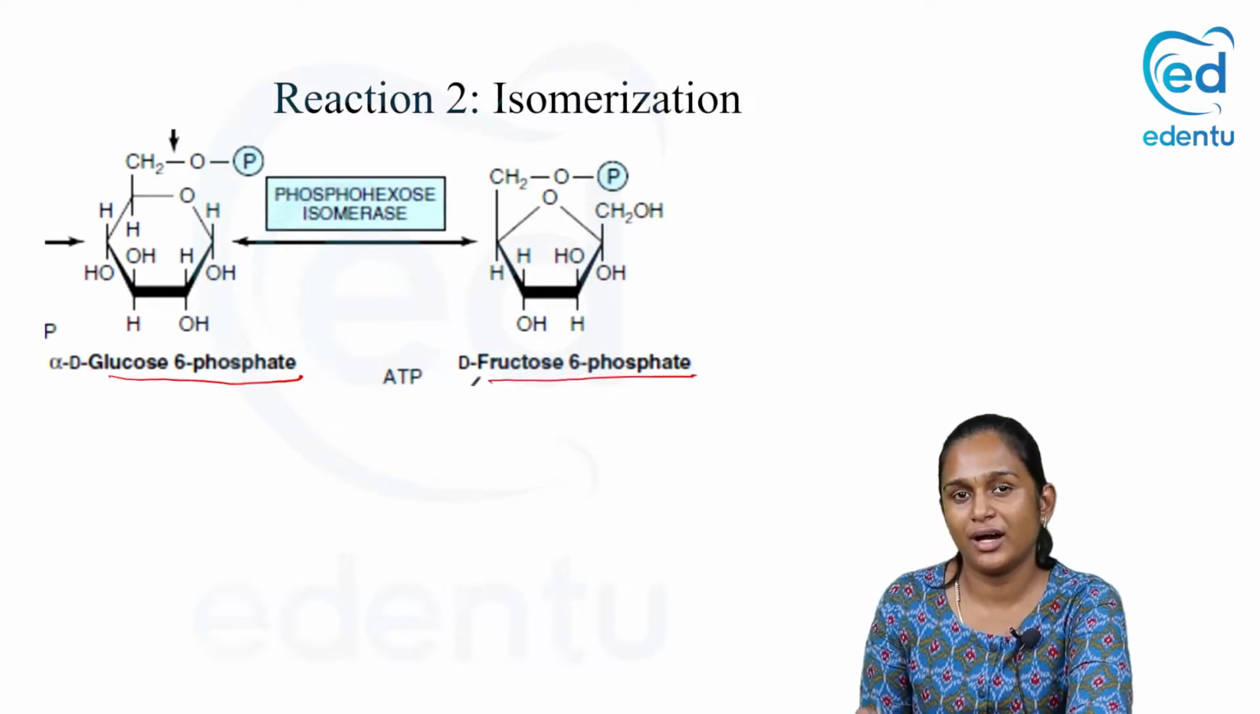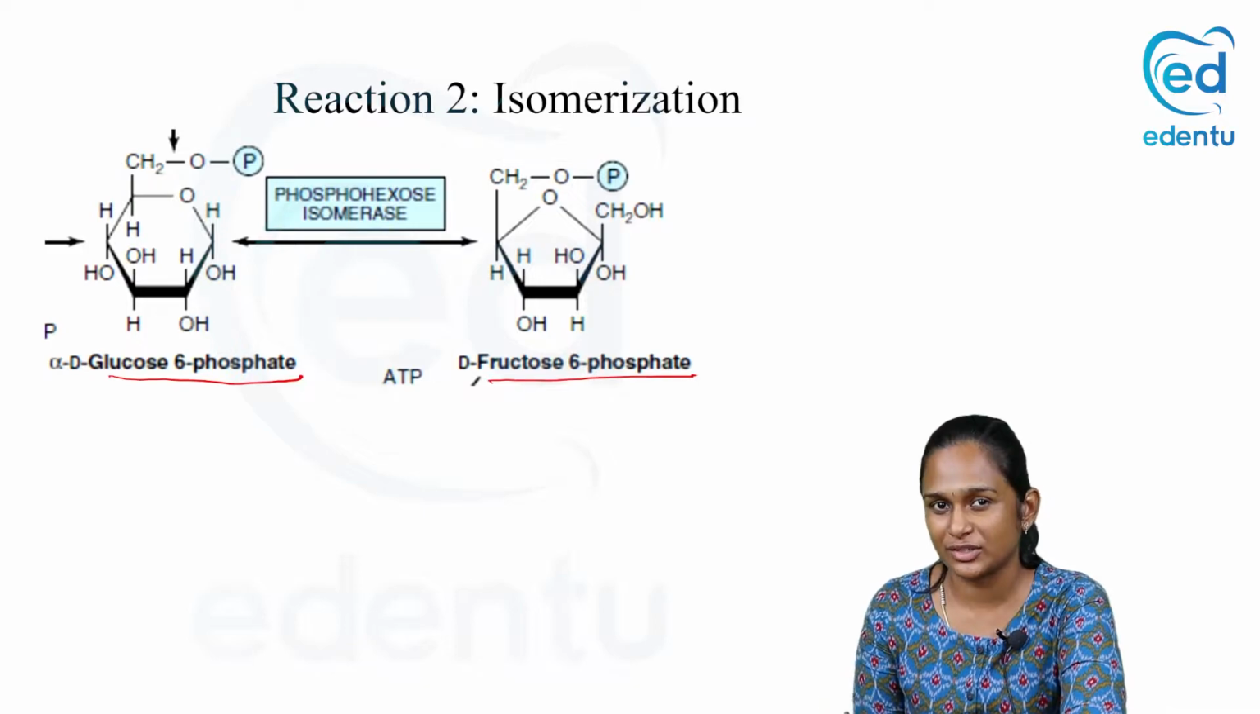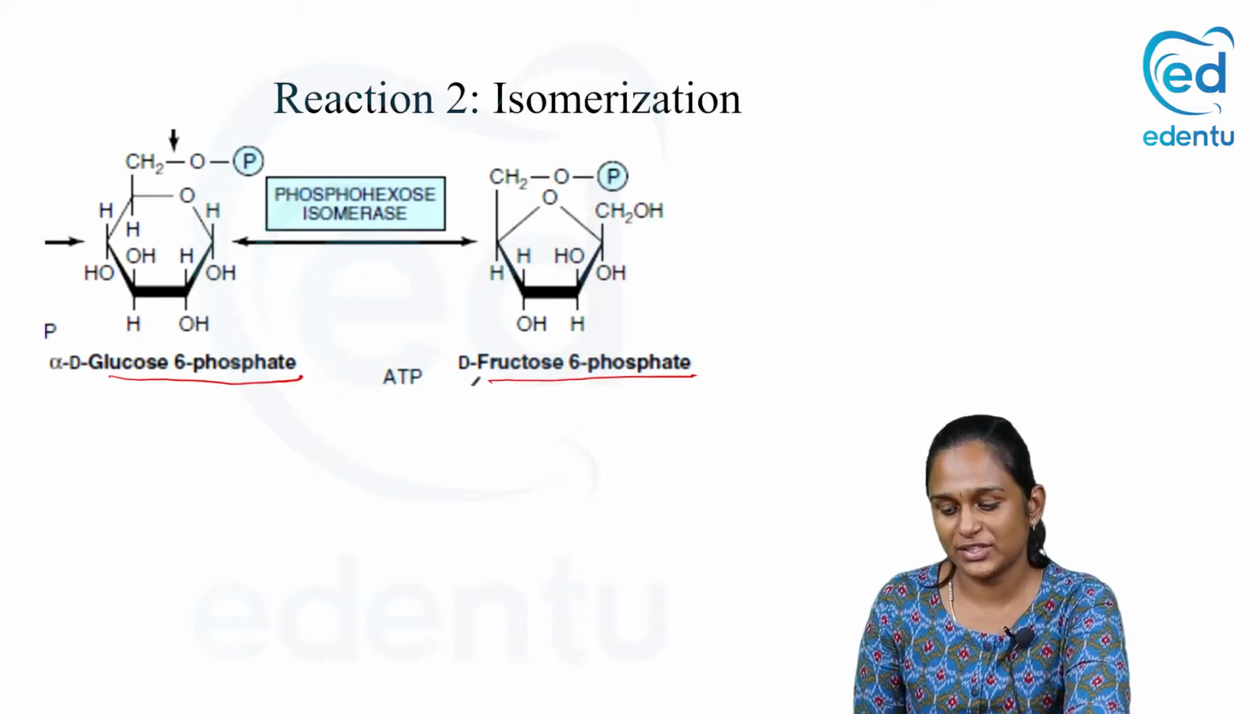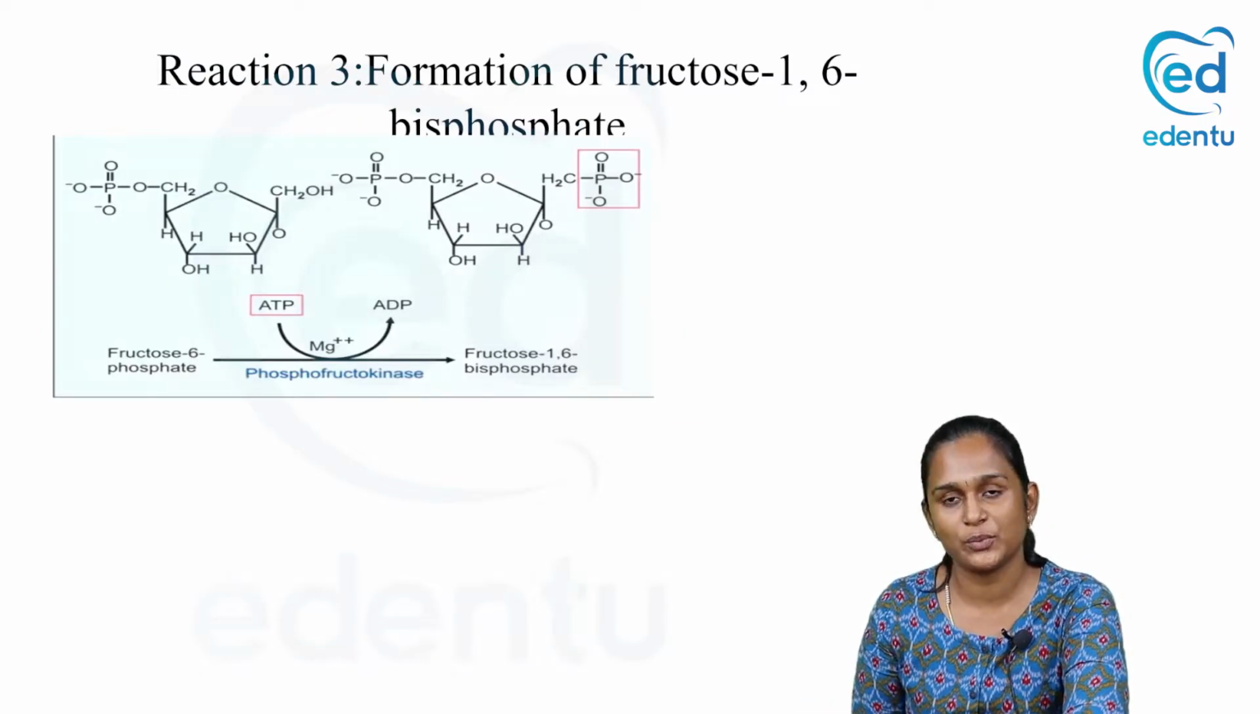We all know they are functional group isomers, otherwise called structural isomers. So with the help of the enzyme isomerase, glucose 6-phosphate is converted to fructose 6-phosphate. The reaction which is happening here is isomerization.